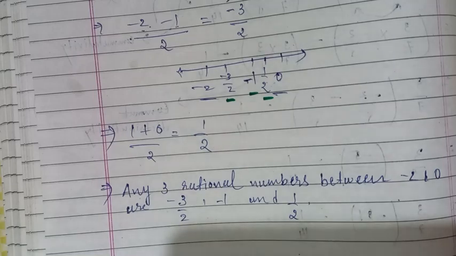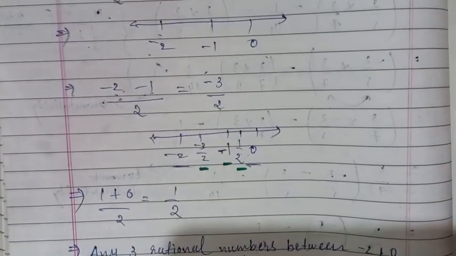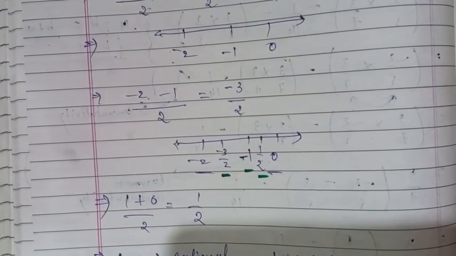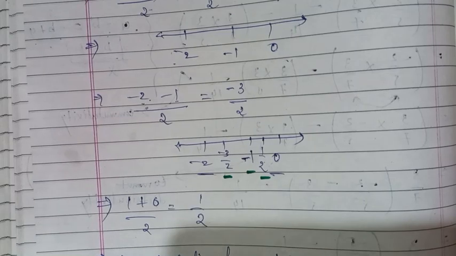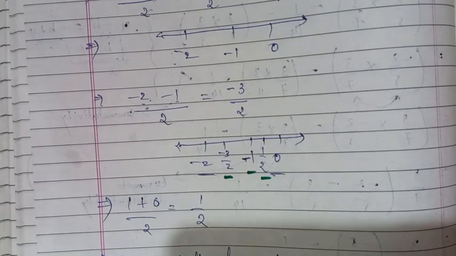So example 8 is the same thing: find a rational number between 1 by 4 and 1 by 2. You can simply take the mean of 1 by 4 and 1 by 2, and then you will have one rational number. Same for example 9: find three rational numbers between 1 by 4 and 1 by 2. You can do that also. So this is the end of the series of rational numbers. All the examples are complete. The last 2 or 3 examples you can do yourself because the process is the same.